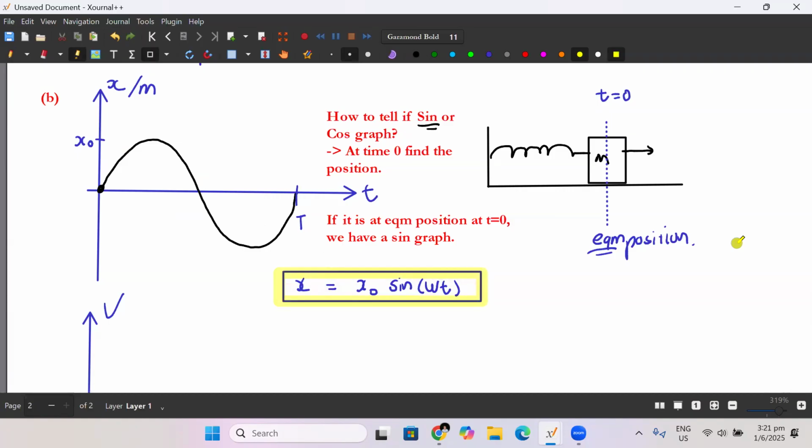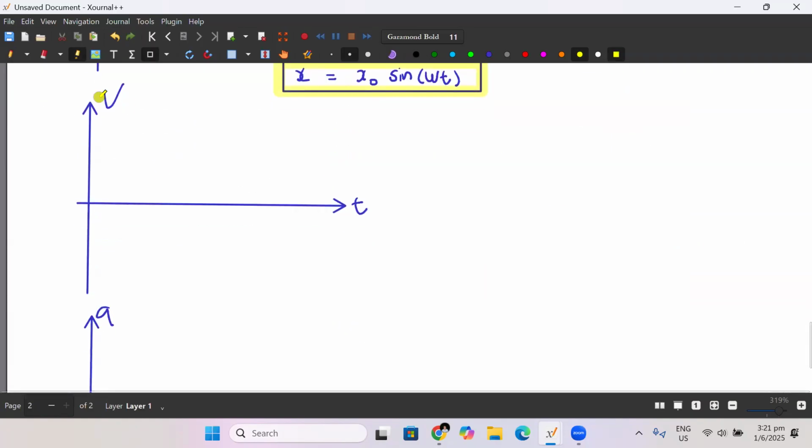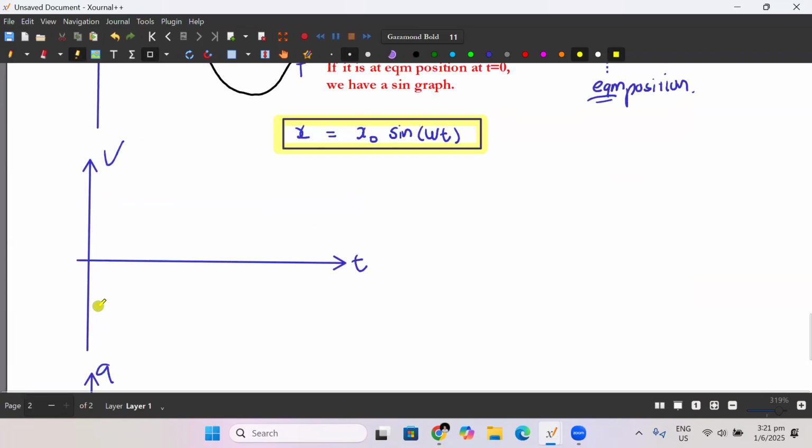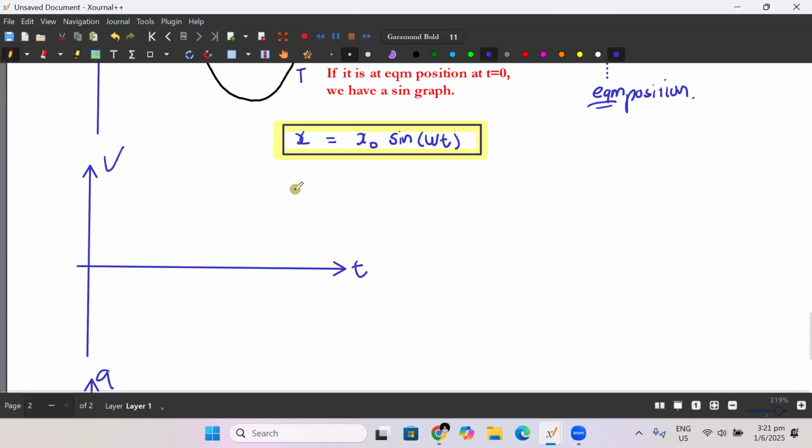Easy. Now that you have this, velocity and acceleration are a walk in the park. Why? Because v is just dx/dt. And so you have d(x naught sine omega t)/dt. Then you just differentiate. Then you get this. That's it. And sometimes your school will also write it this way.